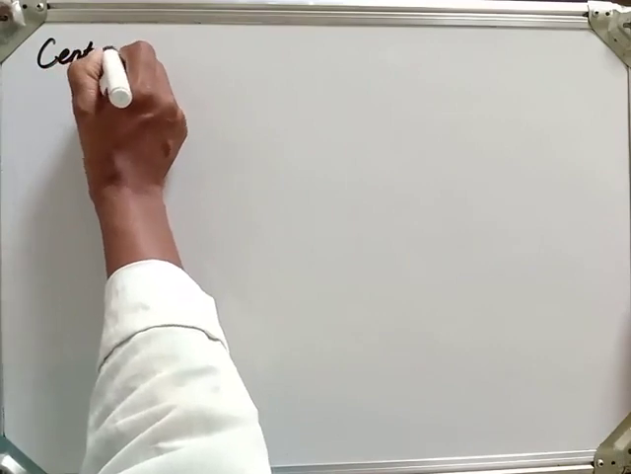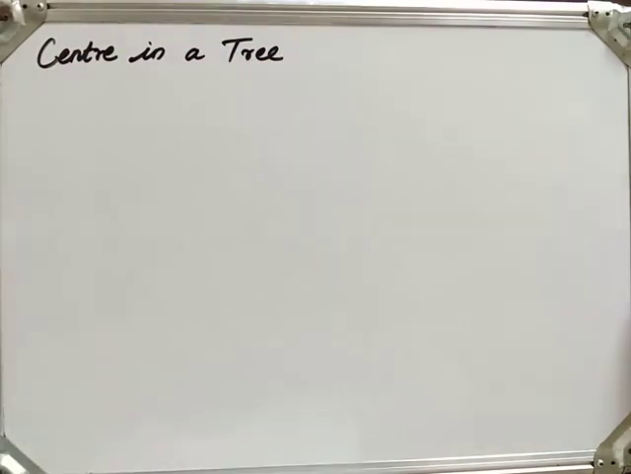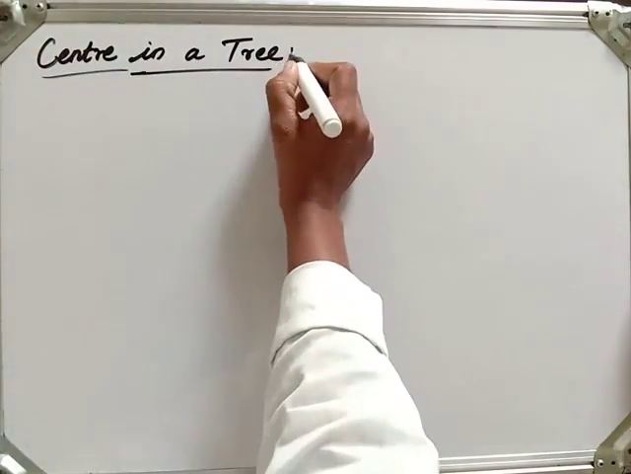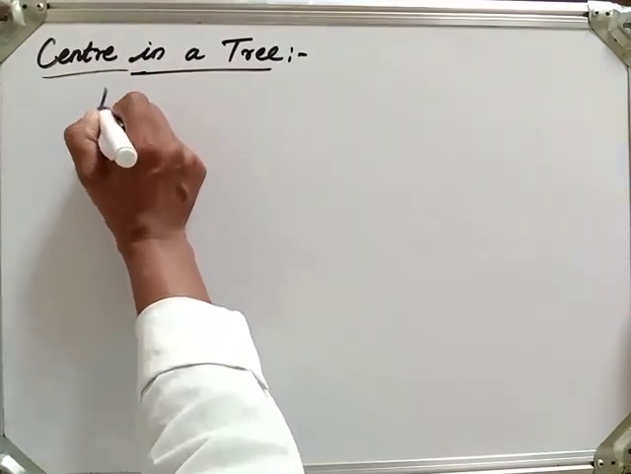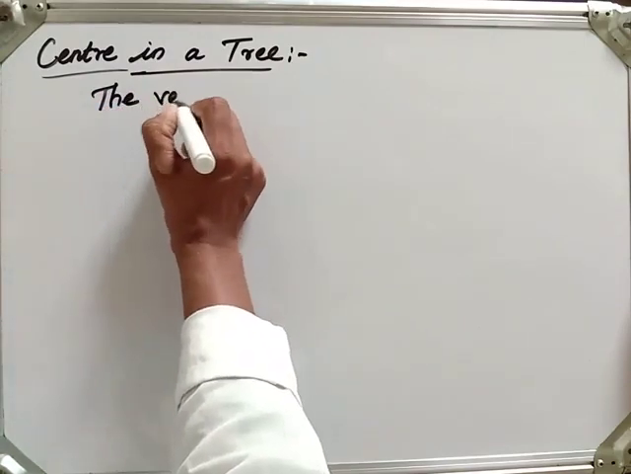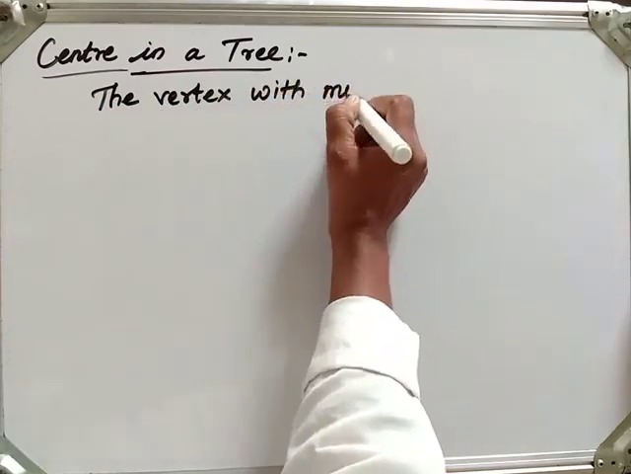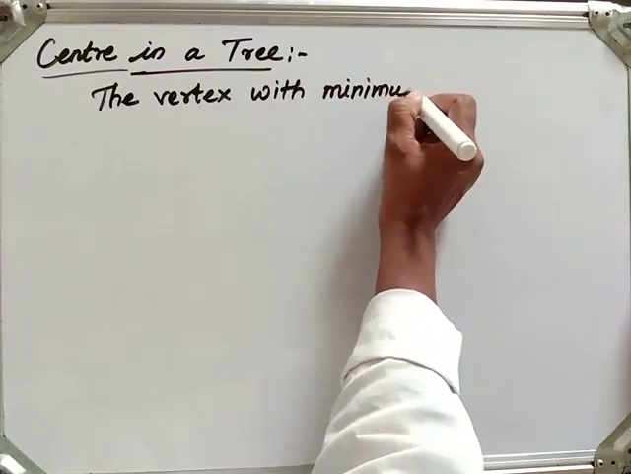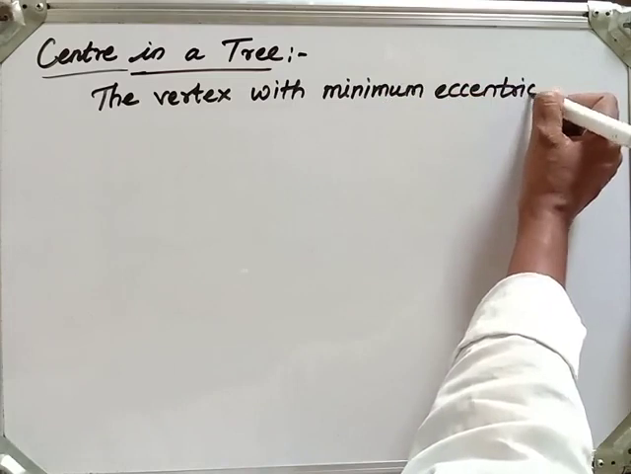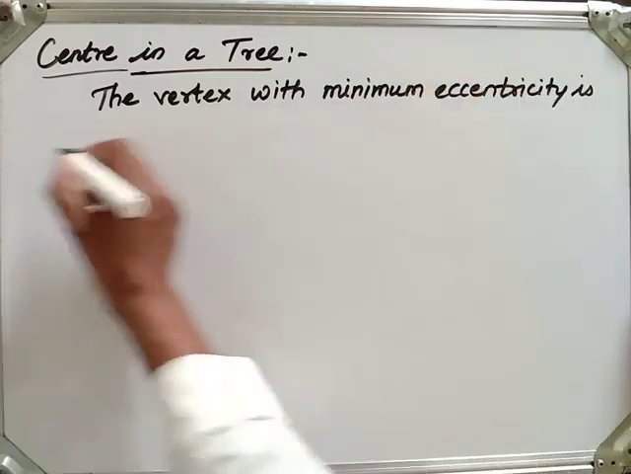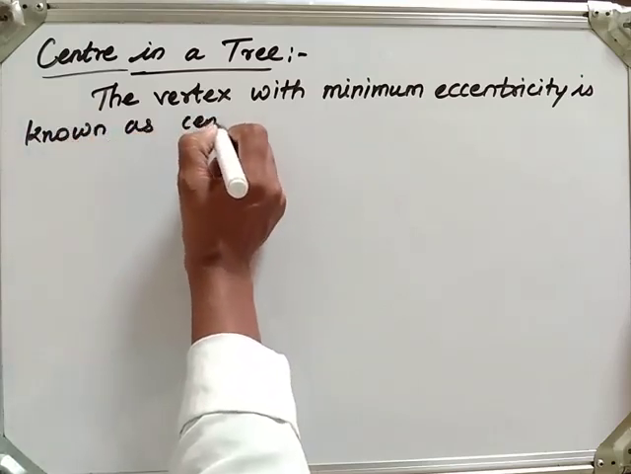Center in a tree. Now center in a tree is obviously only one thing or sometimes two, but what is it? The vertex with minimum eccentricity. Vertex with minimum eccentricity is what is known as the center of a graph G.